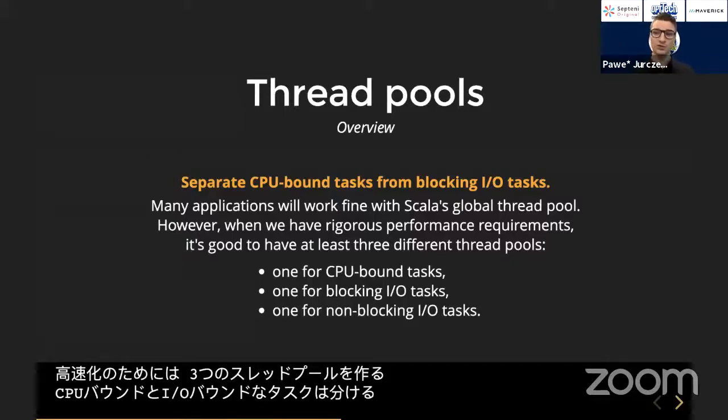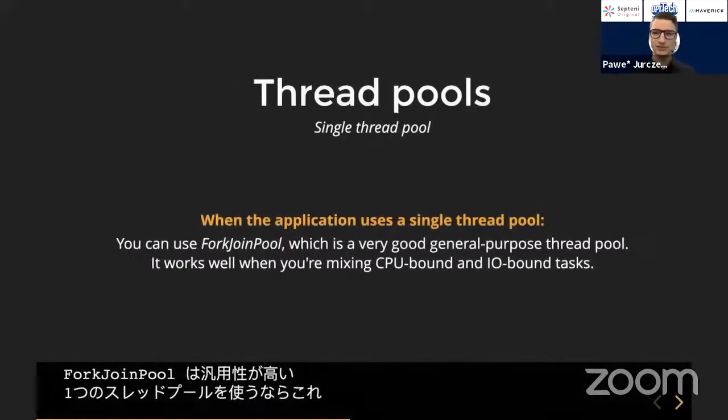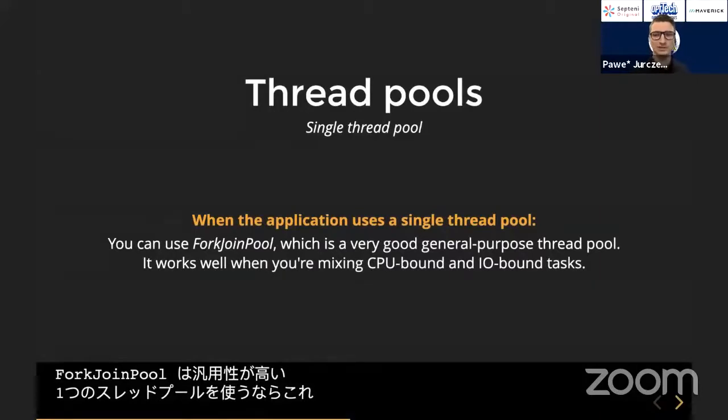Okay, when it comes to concrete types of thread pools that might be used in such cases, in the first scenario, in case of a single global pool, in Scala it's probably the global Scala thread pool, which under the hood is backed by a fork join pool, which is a very good general purpose thread pool. It will work well if you are mixing different types of computations on that single shared thread pool. So it will work well if you are mixing, for example, CPU bound operations with blocking IO operations on the exact same thread pool.